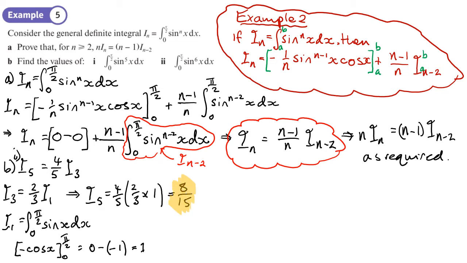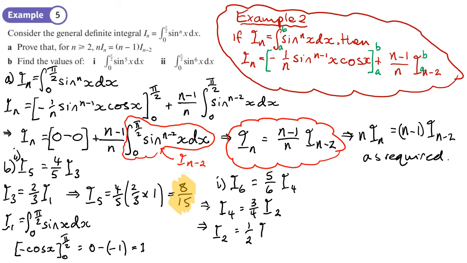The second part of part B isn't much different. We're just starting with I6 because it's to the power 6. So I6 is equal to 5/6 of I4. Okay, what's I4? I4 will be 3/4 of I2. What's I2? We could probably work out I2 because that's sine squared. Let's make it even easier for ourselves. I2 is going to be a half of I0.